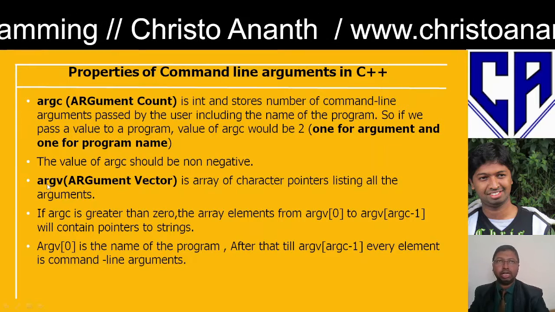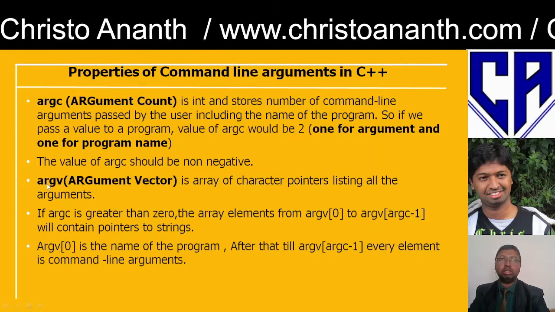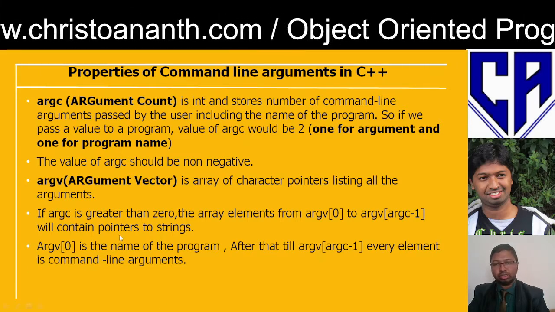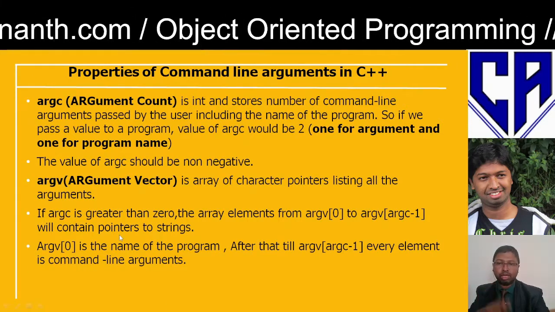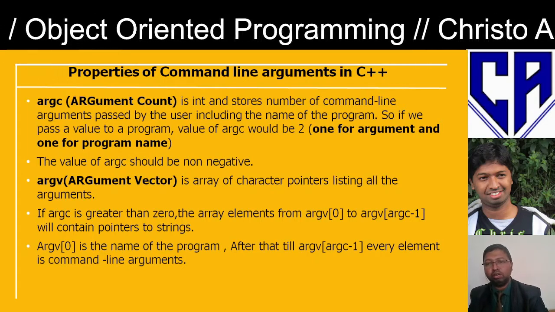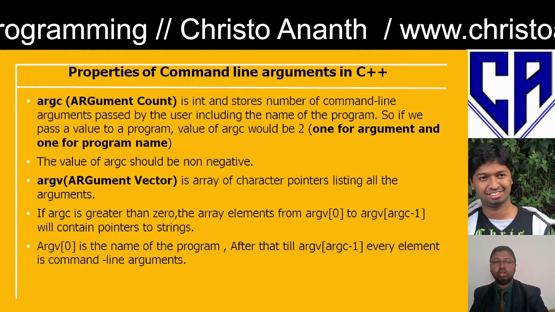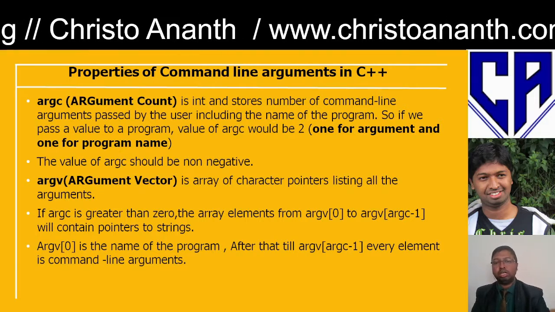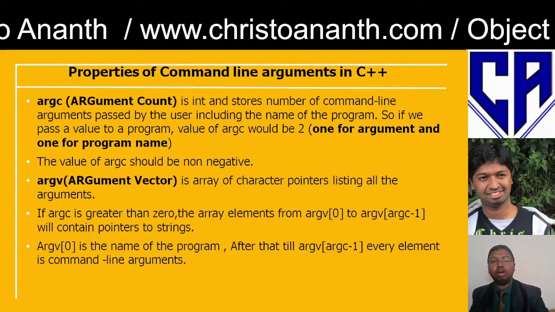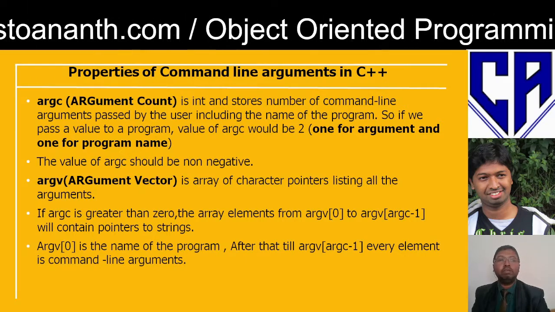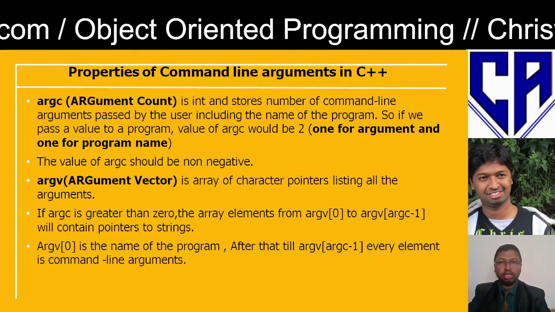So it's actually the array of character pointers which is going to list all the particular arguments. And if this argument C is greater than 0, then the array elements from argv[0] to argv[argc-1] will actually contain pointers to the strings. Okay, so argv[0] is the name of the program, and after that we will have up to argv[argc-1]. So every element is considered a command line argument.